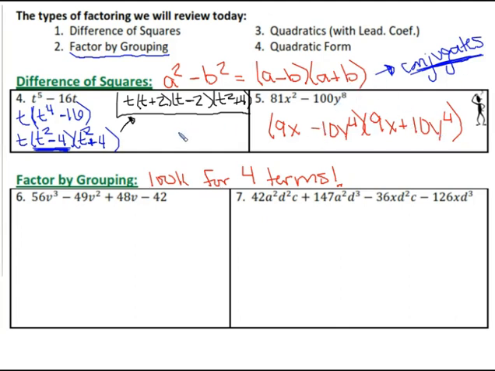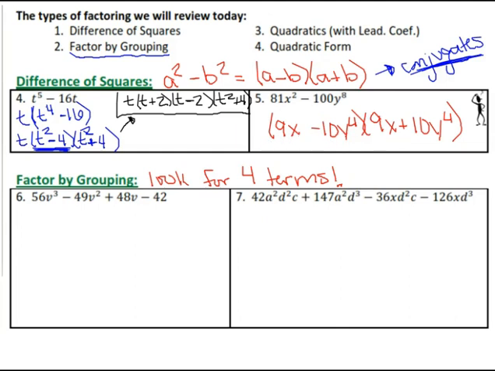But this one can't be taken any further because 9 is a perfect square, but notice how 10 is not. So this is the only one we could possibly take further because it's a subtraction, it's a difference, but since they're both not perfect squares, we can't go any further. So that's as far as we can go for number 5.